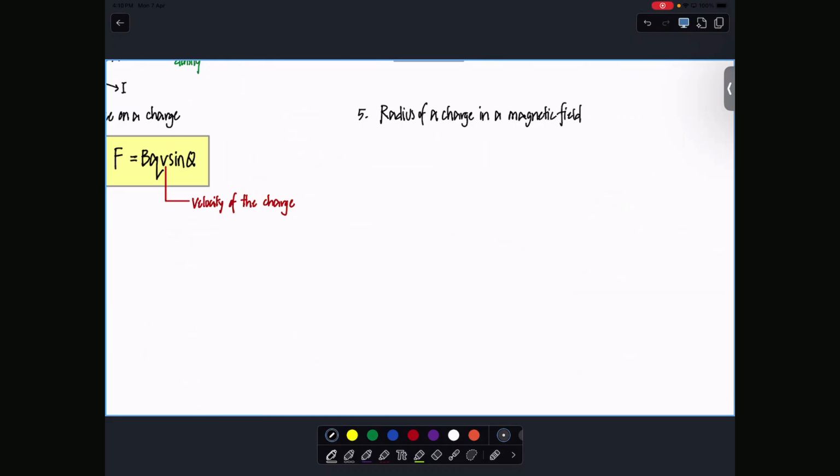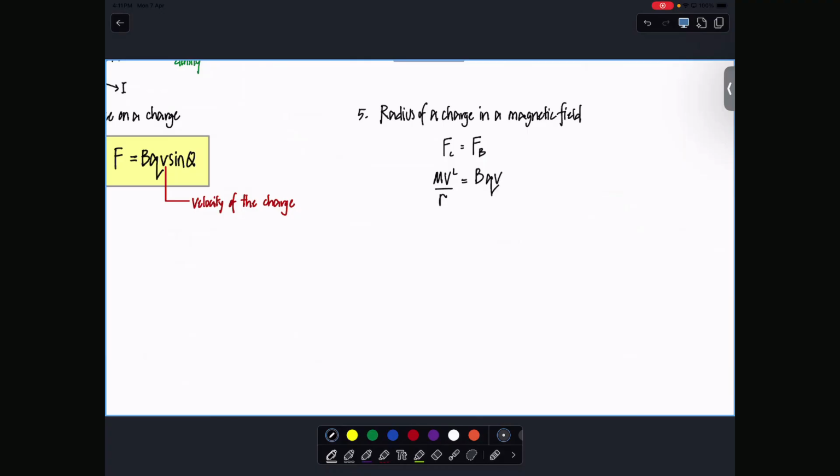Right, can you tell me how to find this? The radius of a charge in a magnetic field, what is the formula? How do we find this? How do we derive this? Centripetal force is equal to the magnetic force exerted. Centripetal force is mv square by r, and magnetic force is bqv.